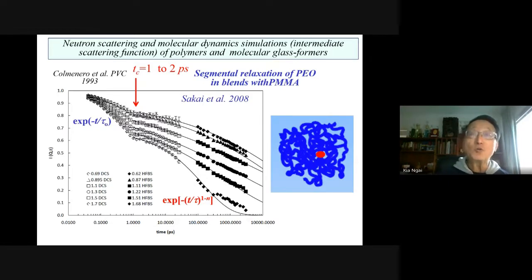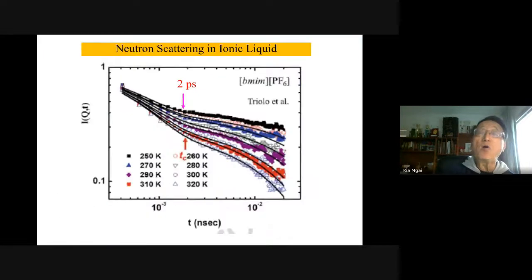But you see that also has a crossover. I just want to go ahead of that. So this is more recent. This is an ionic liquid, BMIM PF6, and you see the crossover beautifully at 2 picoseconds.